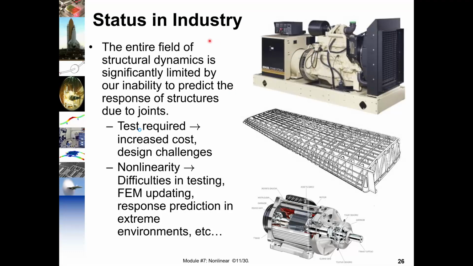So just a note on the status. Joints are present in all kinds of structures. Here are some examples. And they really are a challenge. They increase the cost required because, for example, if this engine was a solid piece of metal, I could trust my finite element package to predict its dynamics, its modes of vibration, really well. But because we have all these bolted joints and contact interfaces, it becomes much more difficult, and we rely on testing and prototyping to make sure we get that right.